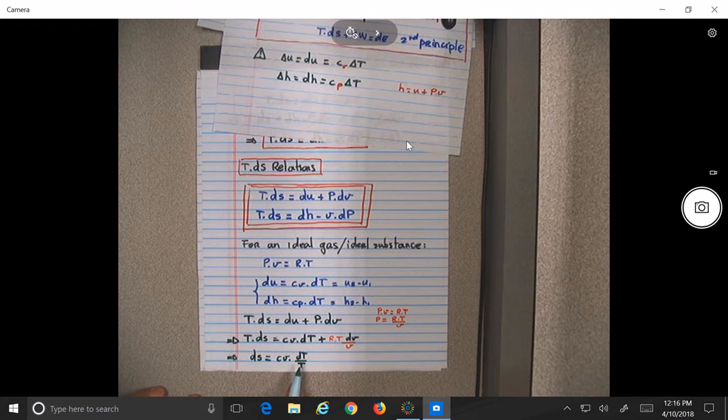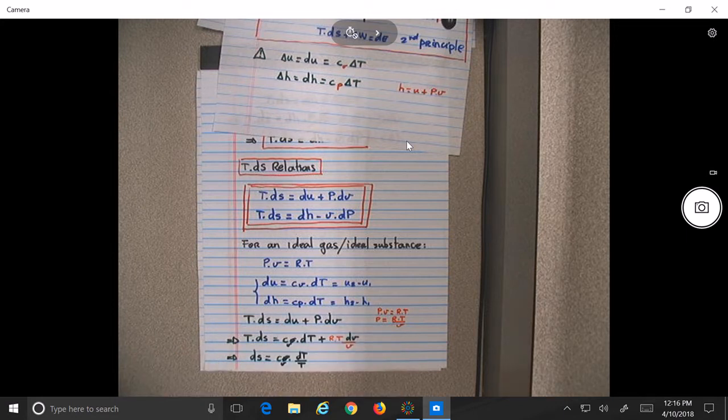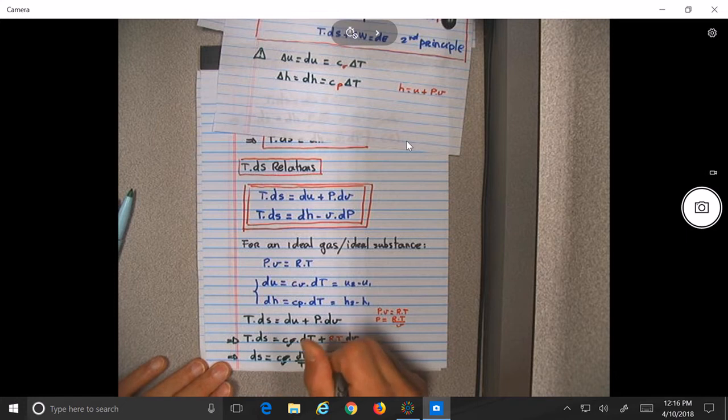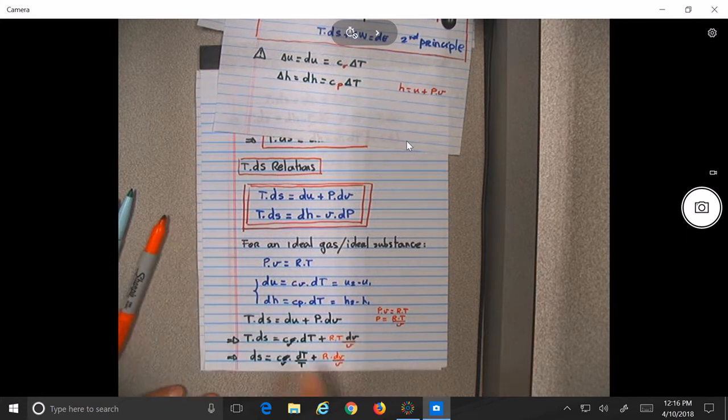C sub V, sorry for that, this should be C sub V, okay? I did it too big. This one as well is not C times V, C sub V. I don't want to create confusion. So C sub V times dT over T, and the second term will become plus, what happened to the T? It will cancel out. You will have ds equals C sub V dT divided by T plus R dV divided by V.